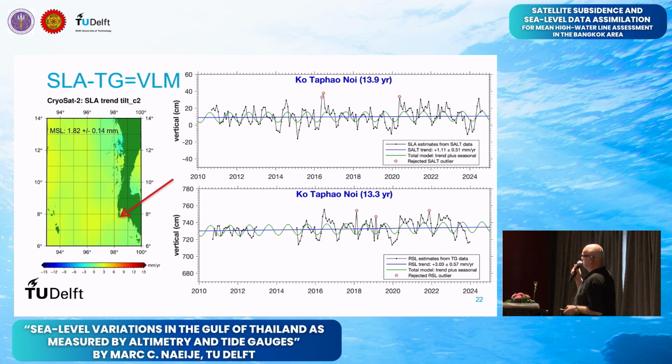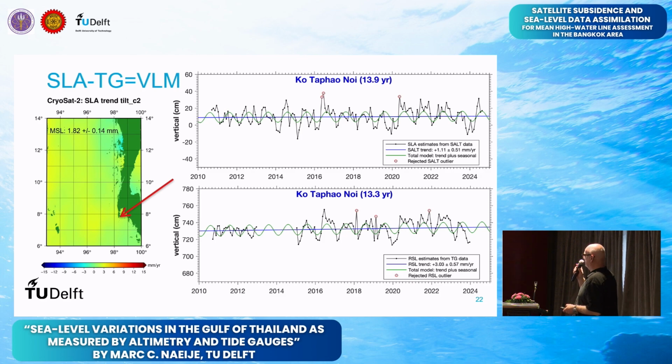Okay. Going back to, well, this is not the Gulf of Thailand, of course. This is the Andaman Sea. Basically, if you take this area and we call it the Andaman Sea, then we are at 1.82 millimeter per year as a tilt.